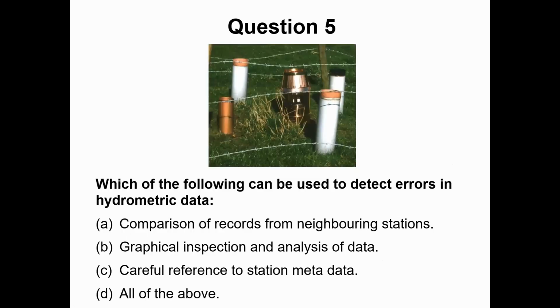Okay, last question then. Which of the following can be used to detect errors in hydrometric data? Comparison of records from neighboring stations, graphical inspection and analysis of data, careful reference to station metadata, all of the above.